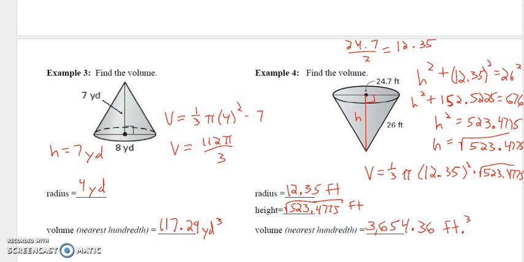So go ahead and try the next example on your own. Keep in mind though that it's half of a cone, so the volume of that solid should be half of what you would get if it was the full size of a cone. So try it. You can pause it.